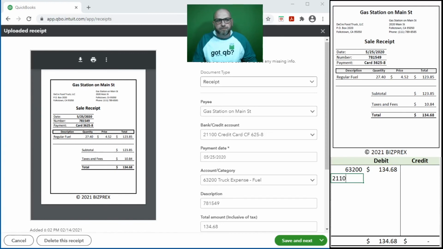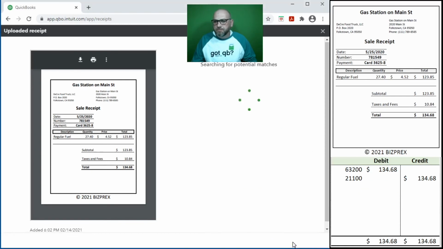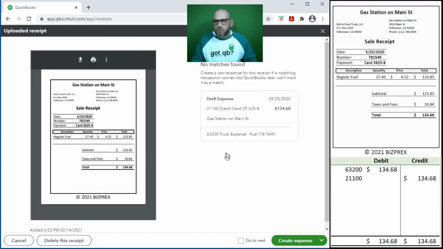So here it is. Debits and credits are in balance. This amount right here, it is a debit to account 63,200, and it is a credit to account 21,100. Okay, so we get to review it here. Remember on accounts, when we used the bill, the accounts payable bypass, we would only see the expense. We didn't see that. I don't know why QuickBooks didn't do that, but you know, it should be there.